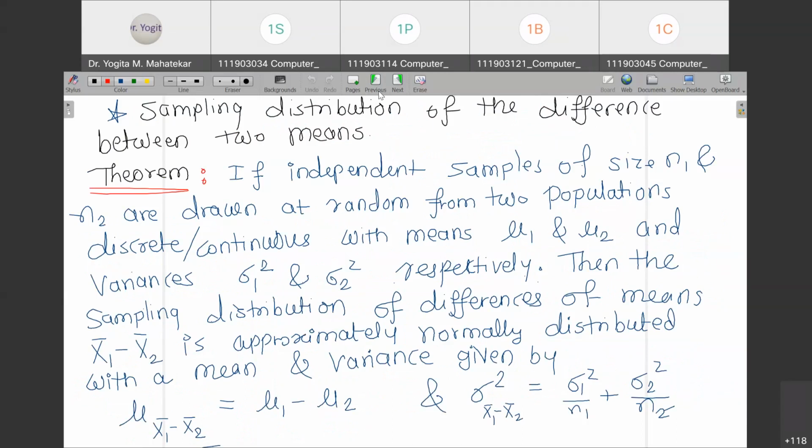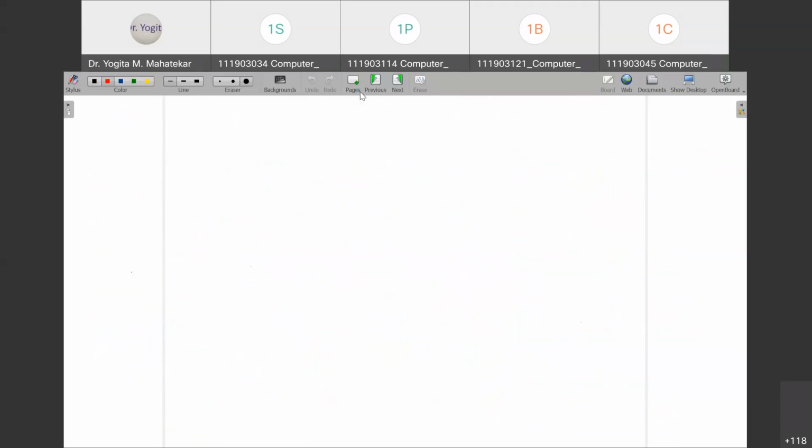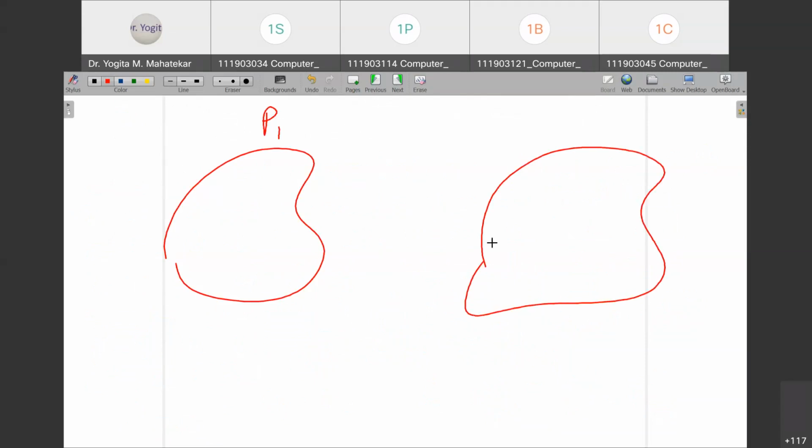If independent samples of size n1 and n2 are drawn at random from two populations, populations might be discrete or might be continuous. Discrete means one by one you can pick up the sample, or you have a continuous random variable, then we call it a continuous population. And your populations have means mu one and mu two respectively. So you have two different populations. I will call the first population P1. Let me draw some figures, then you will understand. So P1 is your first population, and P2 is your second population.